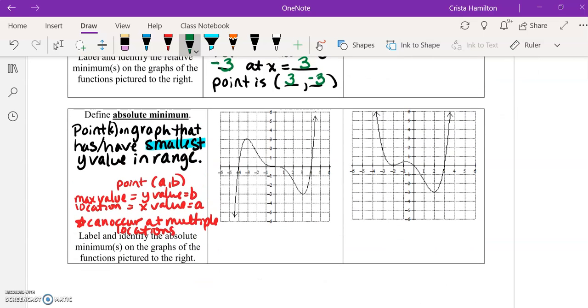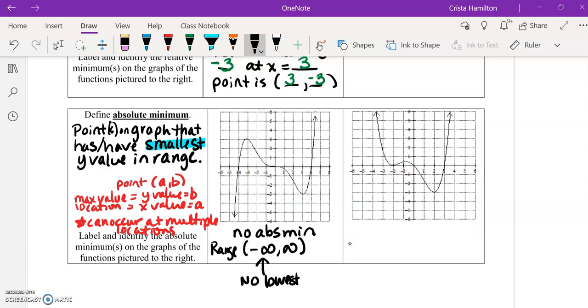All right, then we get down to something like what is an absolute minimum. That's going to be the point on the graph that has the smallest y value in the range. Now, in this one, be prepared: it has to actually be an actual value, an actual point on the graph, and infinity is not a point on the graph. So for this one, there is no absolute min. Another reason I know this is because my range is -infinity to infinity, and so we can see right here that there is no lowest or smallest y value.